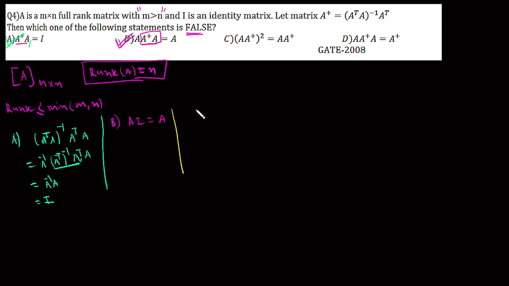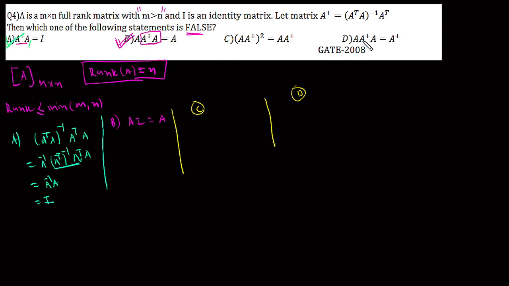Now let's move to option C. Option C says A multiplied with A plus whole square. If I take the square, it is exactly the same as A multiplied with A plus. This will look a little bit complicated. So first of all let's check option D. If option D is also correct, then automatically C is the wrong one. So let's check option D, because it looks very similar to this one.